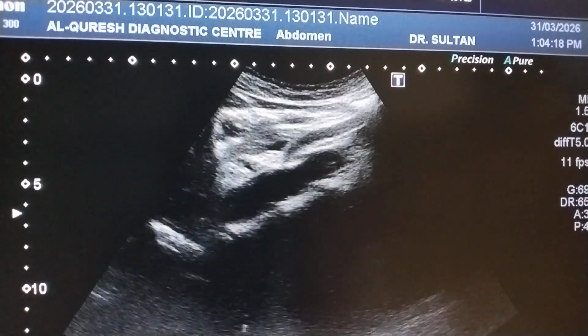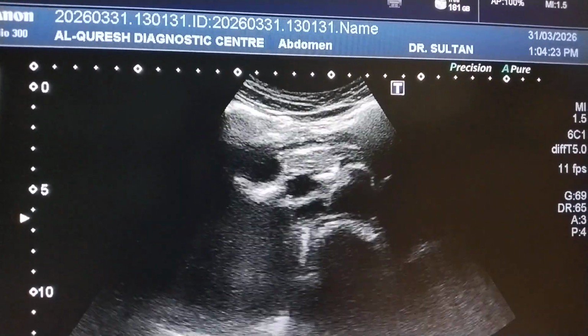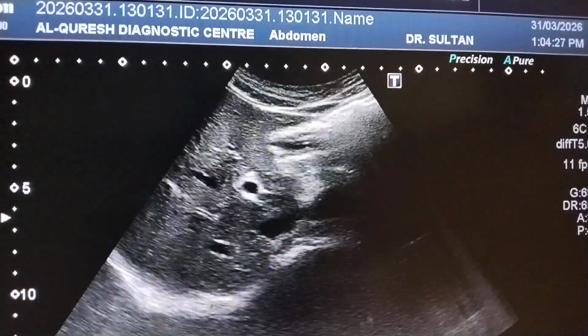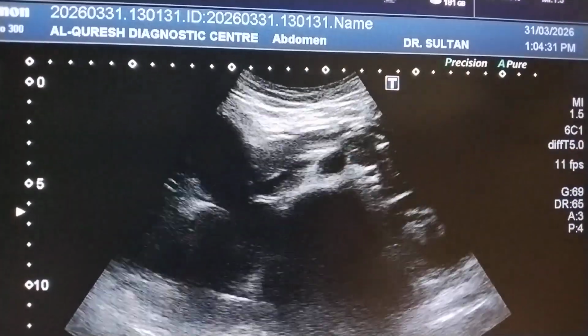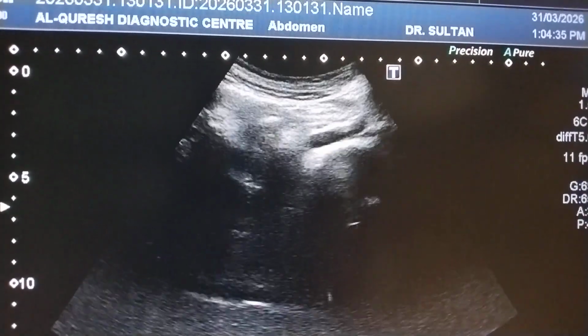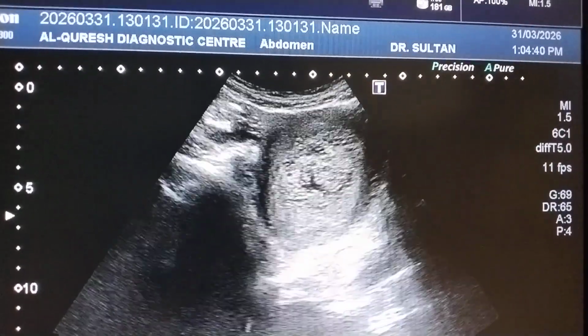Dear colleagues, I am Dr. Sultan Ayub, working as a radiologist. This is a female patient with history of 3 to 4 months of amenorrhea, and now I am going to scan the pelvic region to evaluate the uterus.